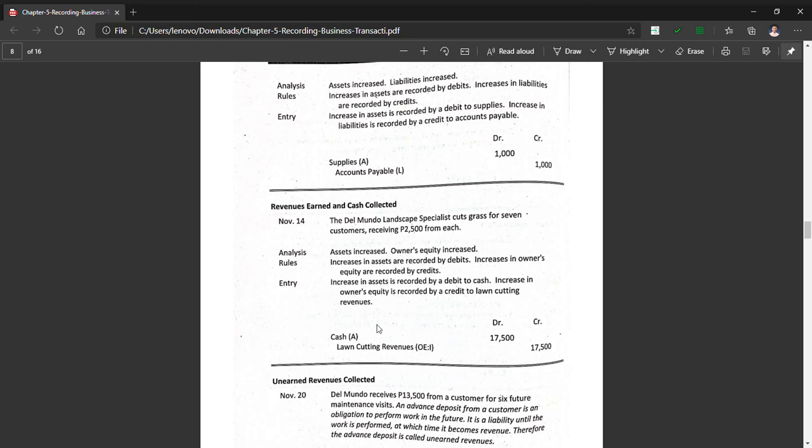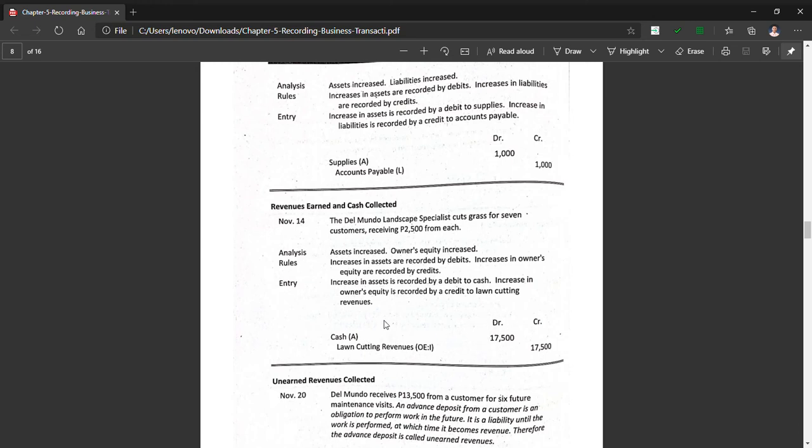So, we debit cash, 17,500. Ay, bakit? 17,500 kasi 2,500 for each of the 7 customers. So, we basically 2,500 times 7. So, we get 17,500 yung total na na-receive nating pera. So, we debit cash, 17,500 kasi nag-increase ang asset natin.